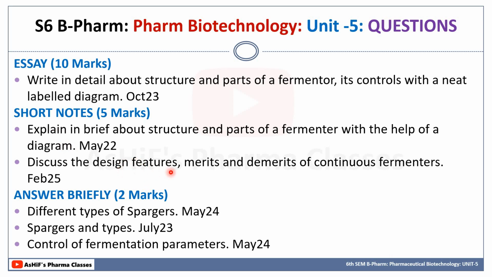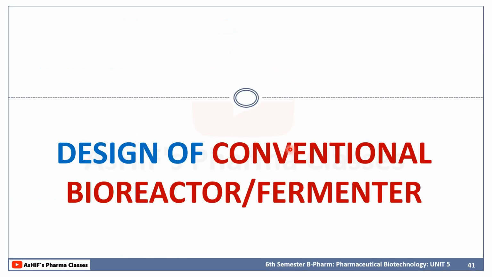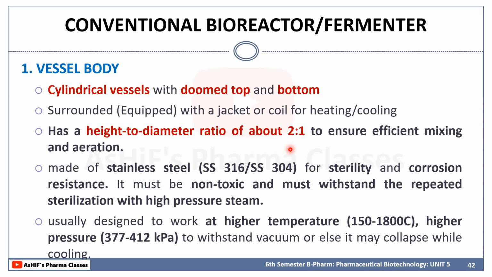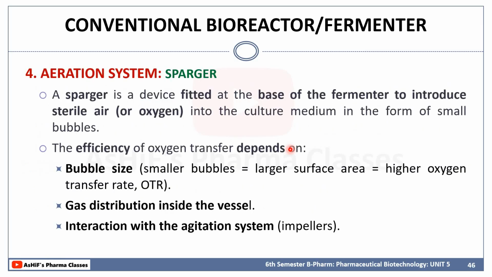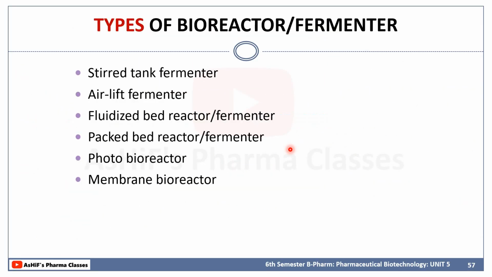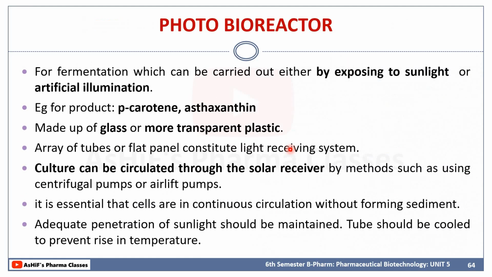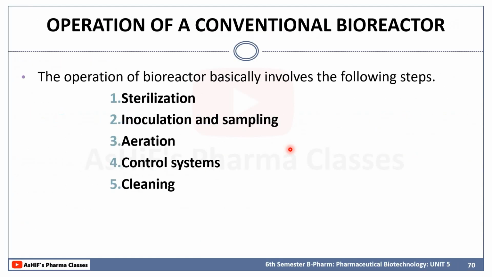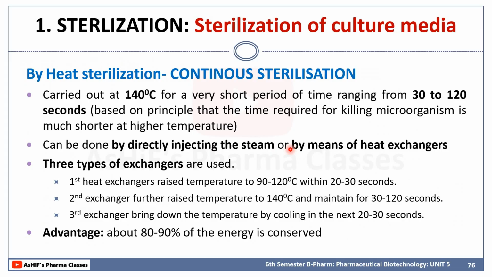Discuss the design, structure, merits and demerits of continuous fermenters, different types of spargers, and control of fermentation parameters. So this is all about the conventional design of a bioreactor, then different types of bioreactors and operations of bioreactors. Hope it is clear.